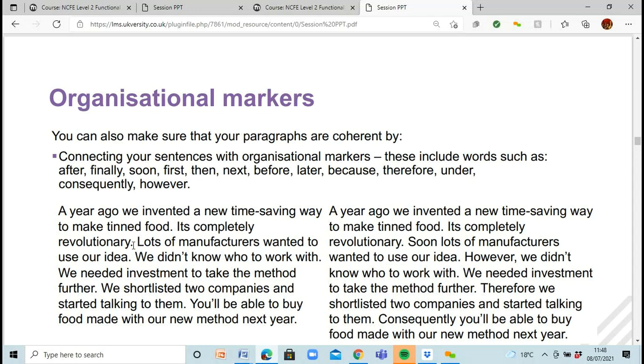One here. So we've got one that just is basic, simple. A year ago, we invented a new time-saving way to make tinned food. And it just goes through little simple sentences that are not connected. But then we would change it into: a year ago, we invented a new time-saving way to make tinned food. It's completely revolutionary. Soon, one of the connectors, lots of manufacturers, let's highlight that, wanted to use that idea. However, we got there. Therefore, consequently, so we've got all these connectors here that have made the information flow a lot better.